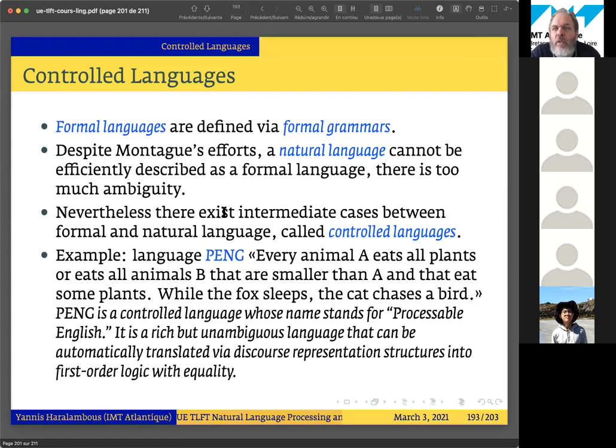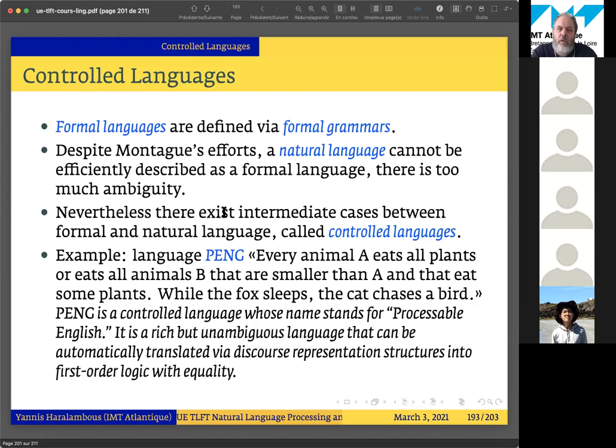A special kind of languages are so-called controlled languages. A controlled language is a language in between formal and natural languages. The idea is that a formal grammar defines a formal language, which is something very strict. A natural language is, by definition, a language that has evolved in time, and it carries polysemy, it carries ambiguities, it carries metaphors and irony and many, many methods for communicating meaning that can be ambiguous and maybe even contradictory.